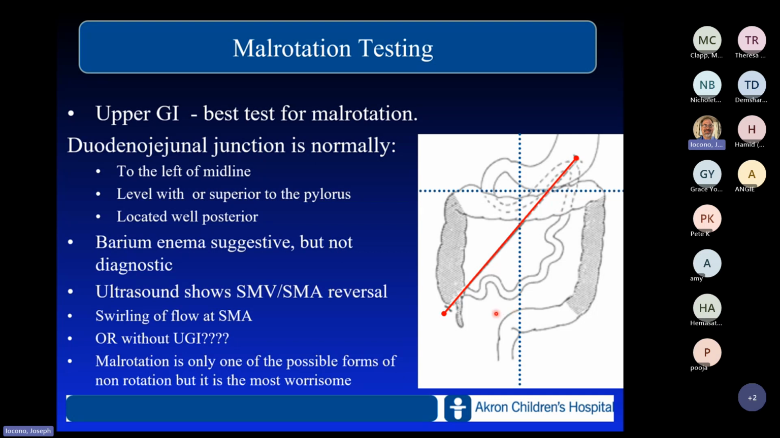A barium enema is suggestive, but it cannot rule out malrotation. Ultrasound is now getting more and more popular because it isn't good to show malrotation, but it is good to show volvulus because they can find the SMA, and if they find swirling flow in it or no flow in it, they know something's obstructed.